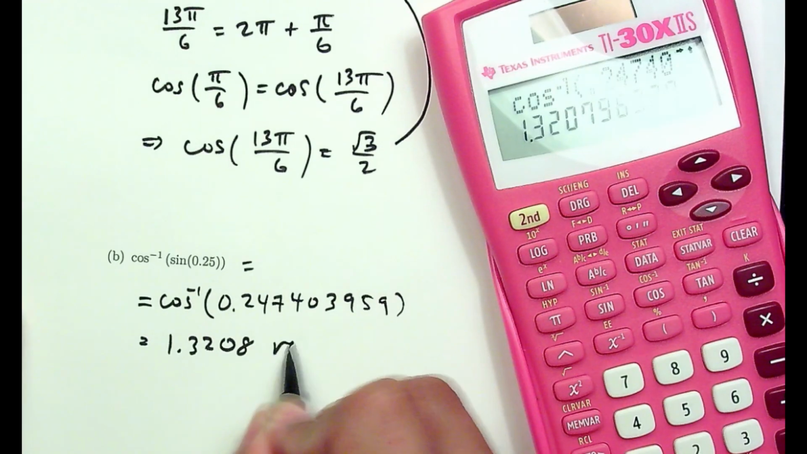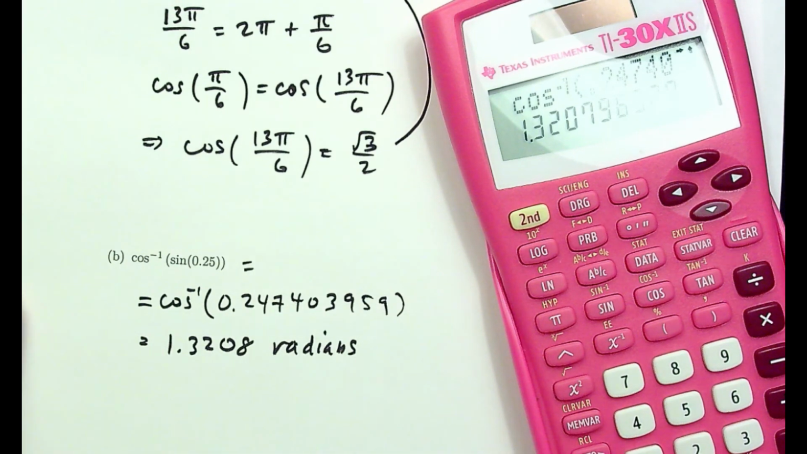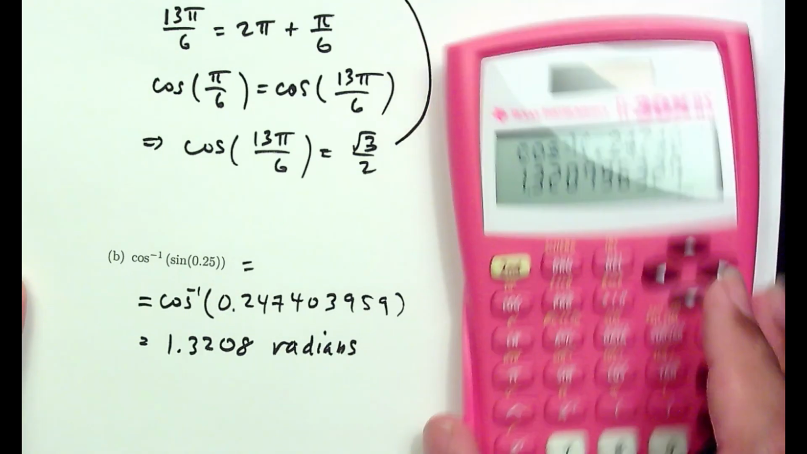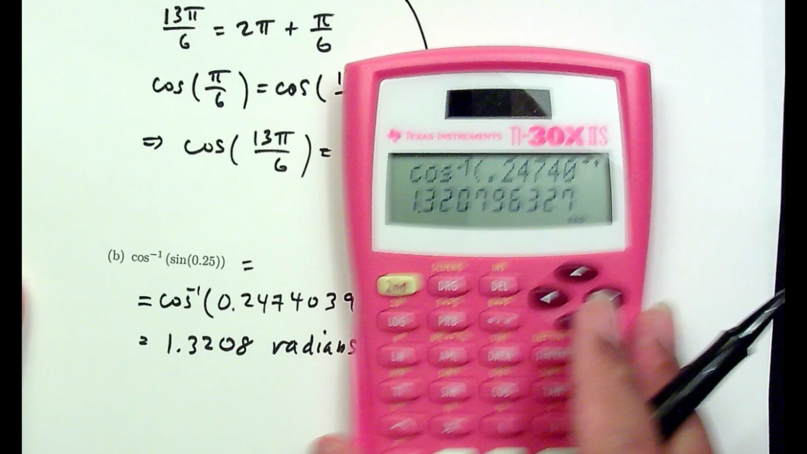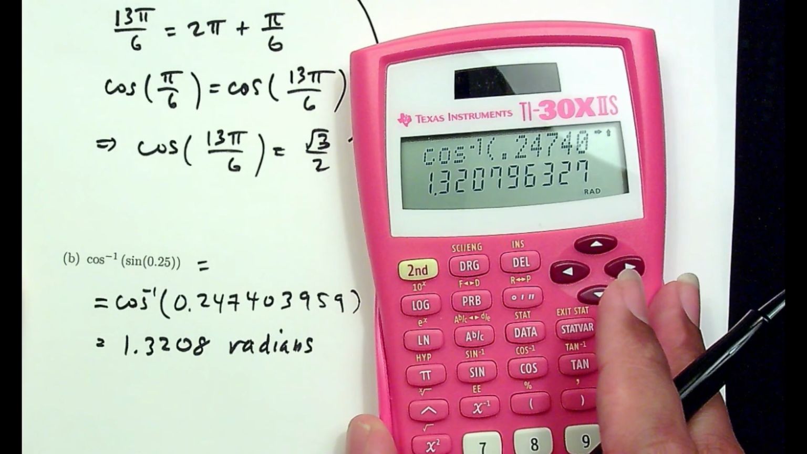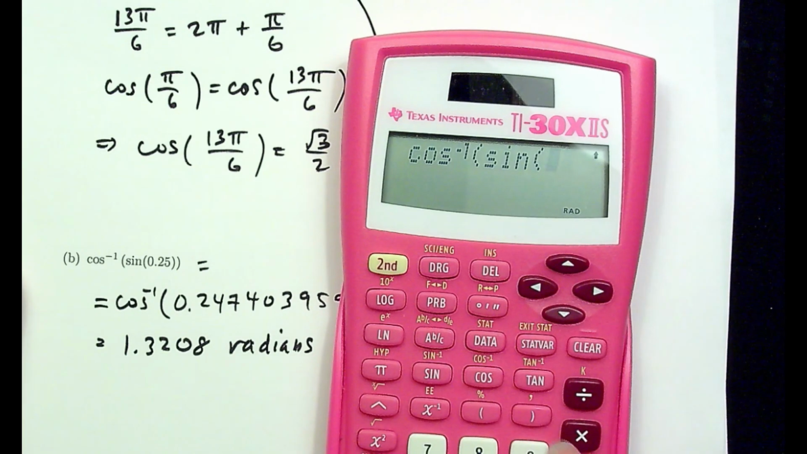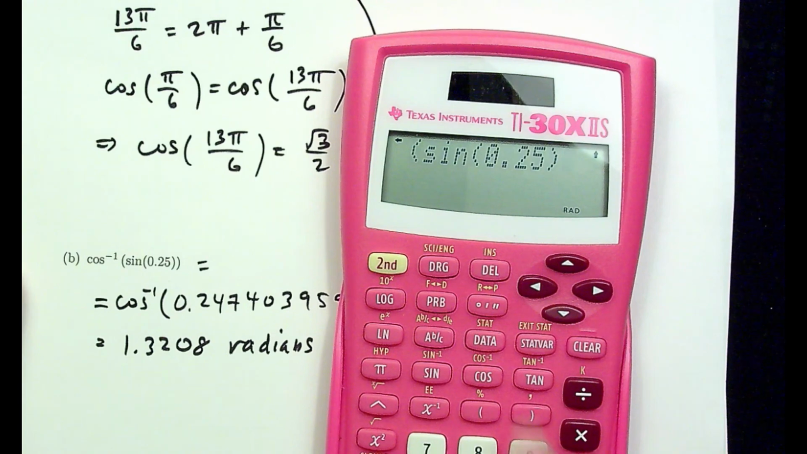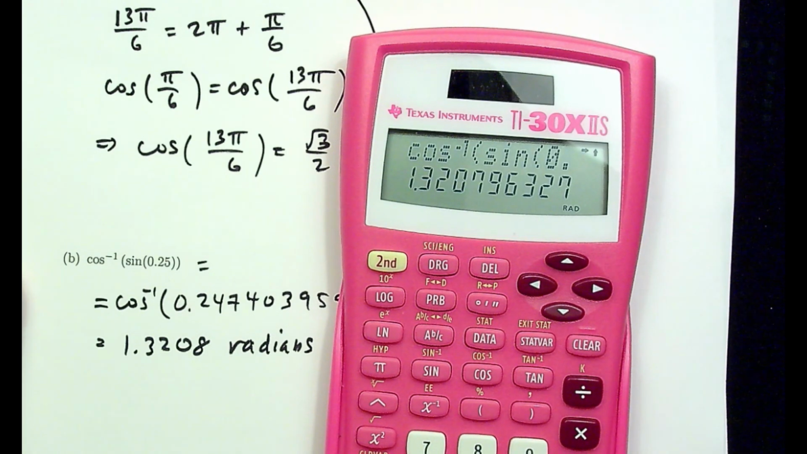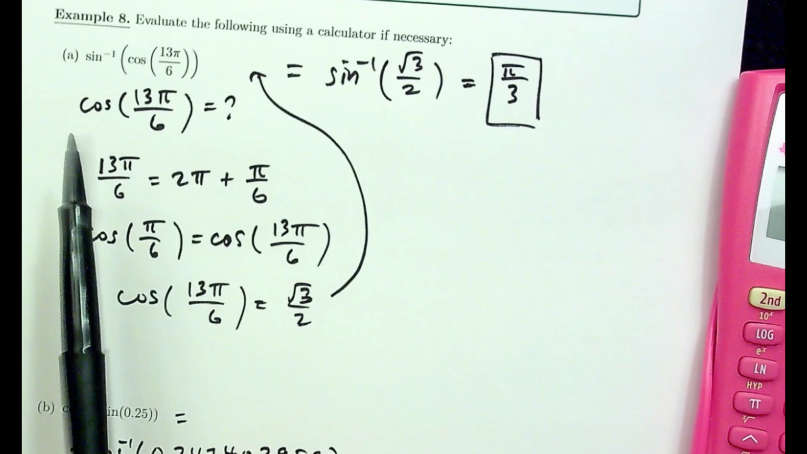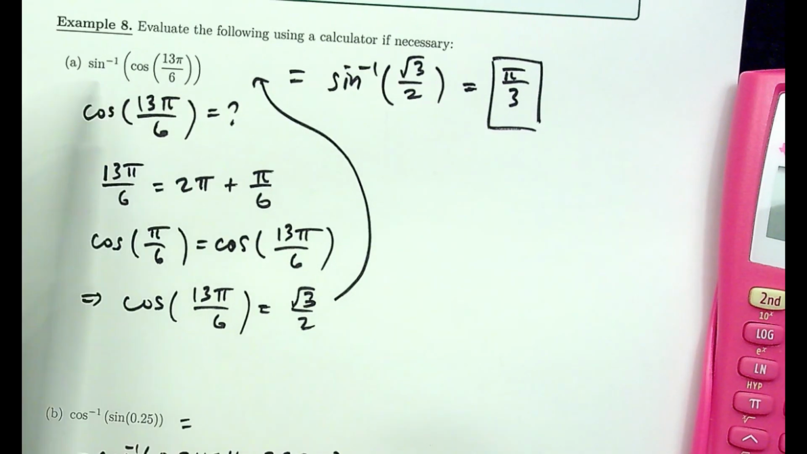And this is radians because inverse trig functions spit out angles. Okay, this is an angle in radians. You could have just entered the whole thing at once. That's another possibility. I mean, it's easier. You don't have to copy that much. You could just have said cosine inverse of sine of 0.25. And there you go. Same thing, even easier. Okay, so that's how you do the composition of trig functions when the inverse function is outside.